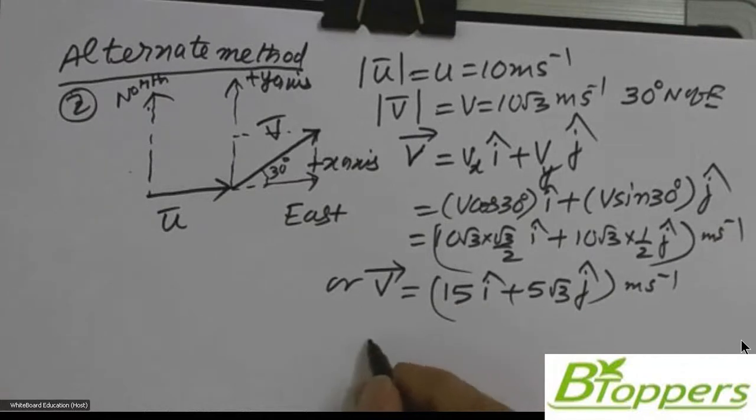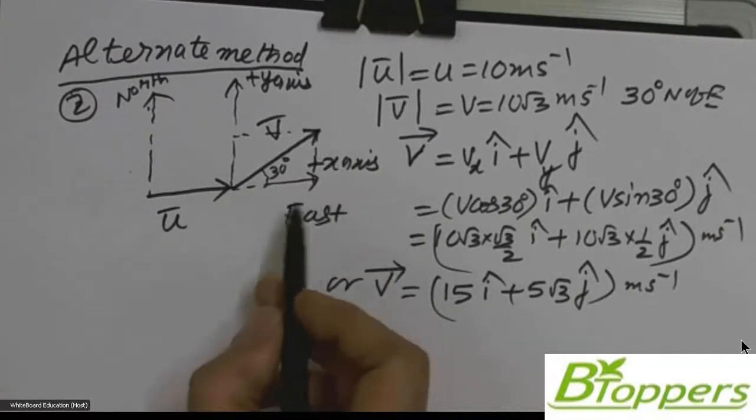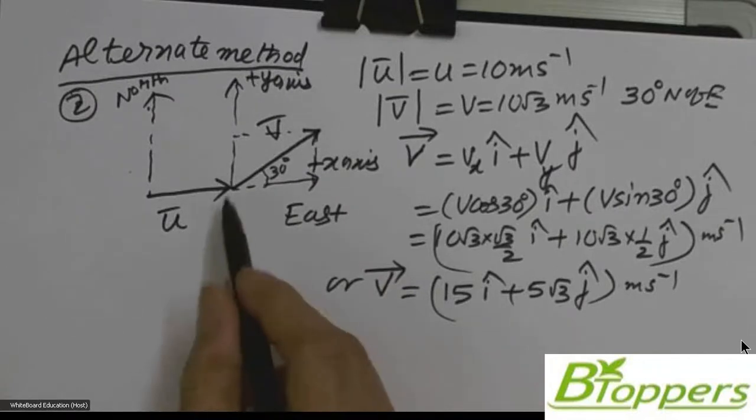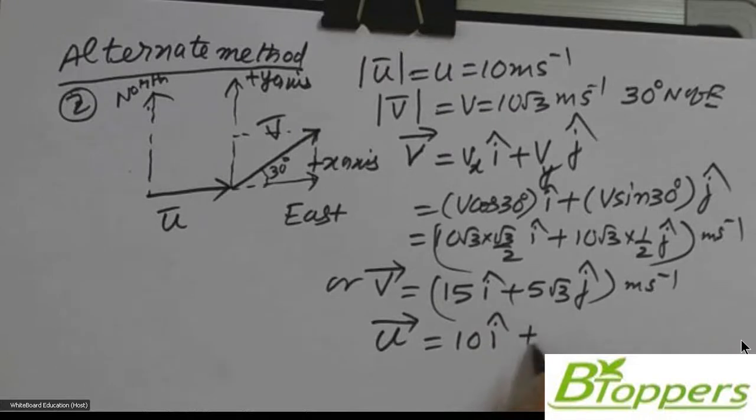So initial velocity of the particle is directed towards east. That means along positive direction of x-axis. Therefore, we can say that its rectangular component parallel to y-axis is 0. So in vector form, the initial velocity vector u bar can be written as 10 i cap plus 0 j cap meter per second.